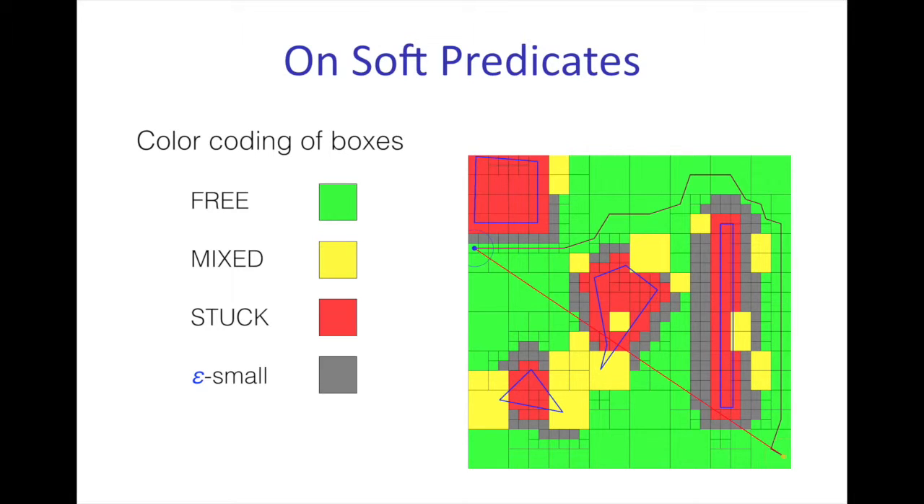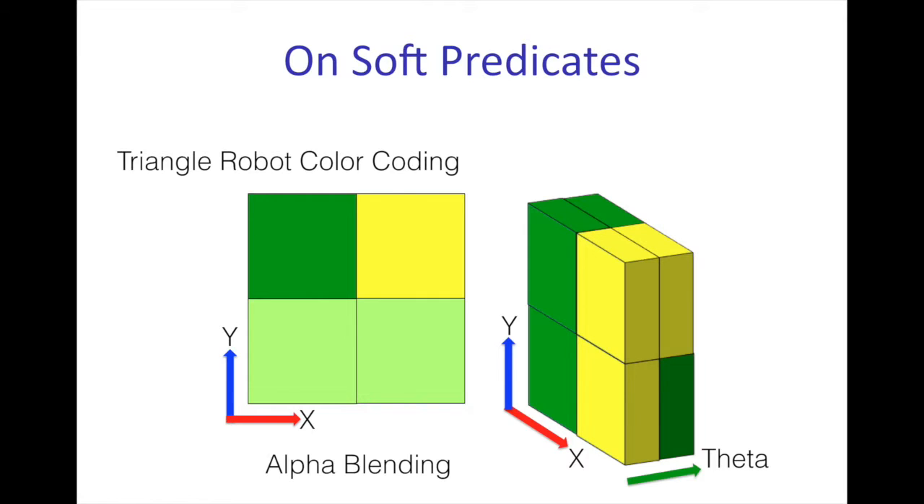This display demonstrates the classification of the boxes and their color code. Notice that boxes smaller than epsilon are colored gray. Here we show the color coding for the triangle robot. The color of a square in the display represents the projection of the colors of the x, y, theta boxes onto the xy plane. In the projection, the colors are blended, so if a yellow and a green box are projected onto the same square, it will be displayed light green.